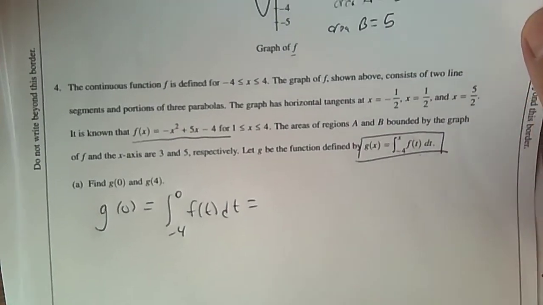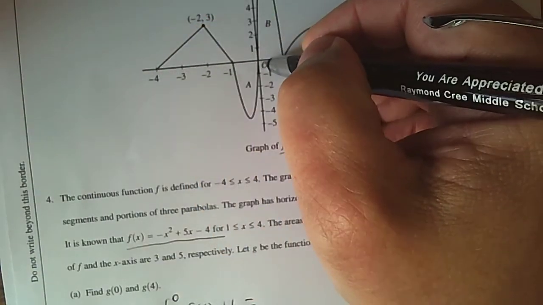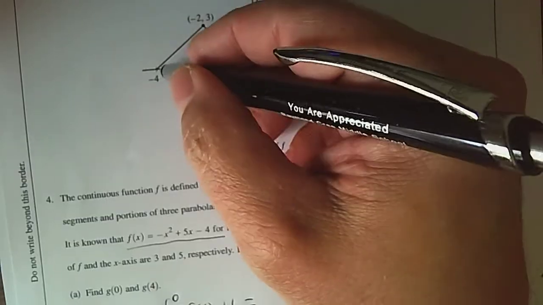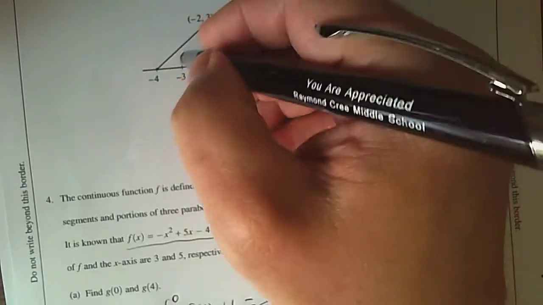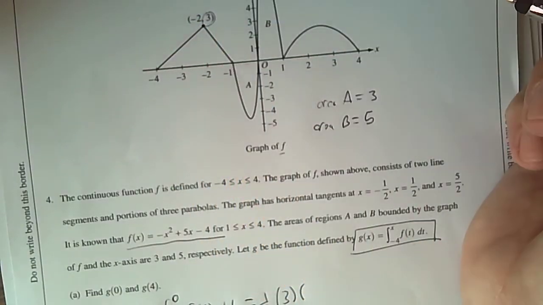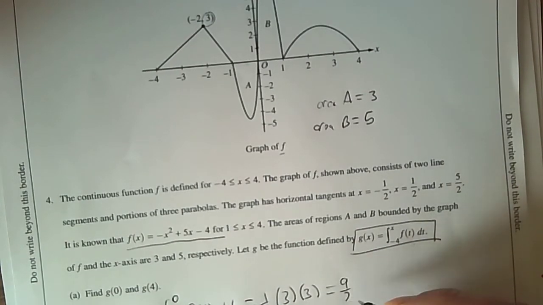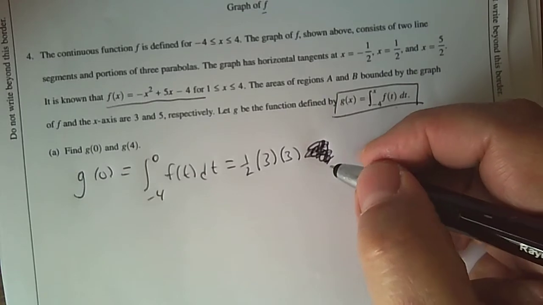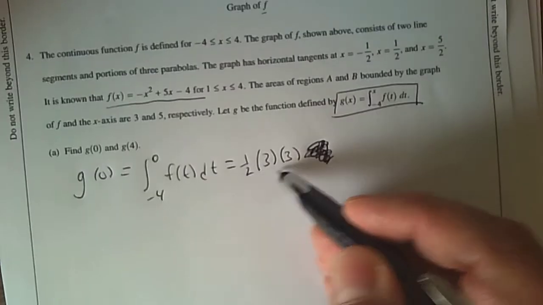So to integrate off a graph means to find the area under the curve. From -4 to 0, first of all, I have a triangle from -4 to -1. So that's half the base, and the base is 3, and the height is also 3. So right away I got 9 over 2. I also want to notice that the area I just found was above the axis, so that's why it's a positive number.